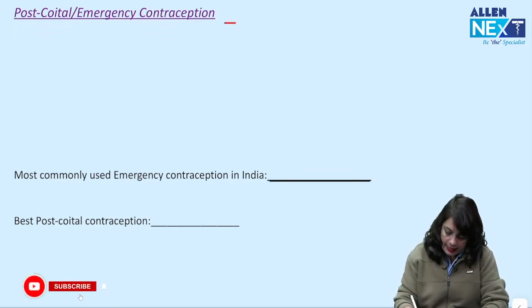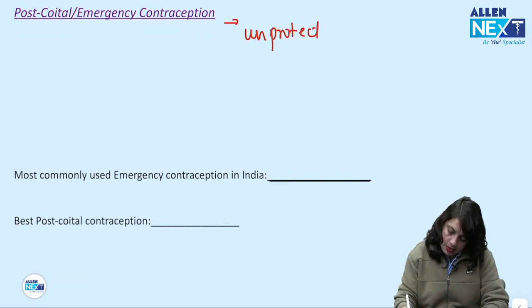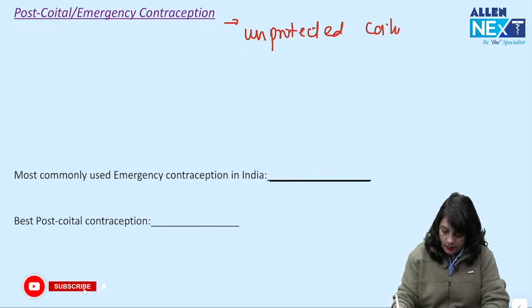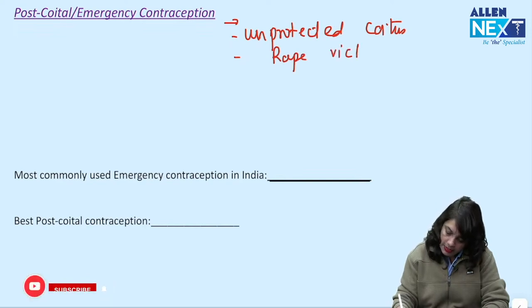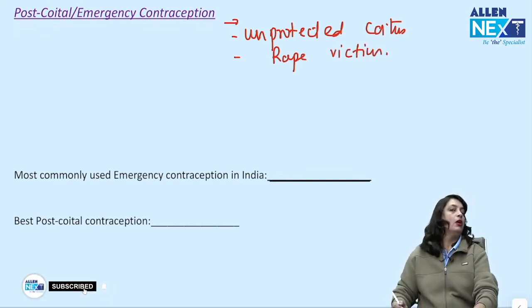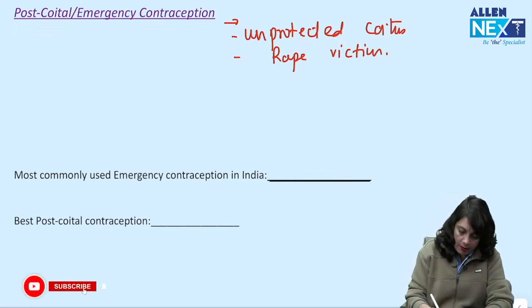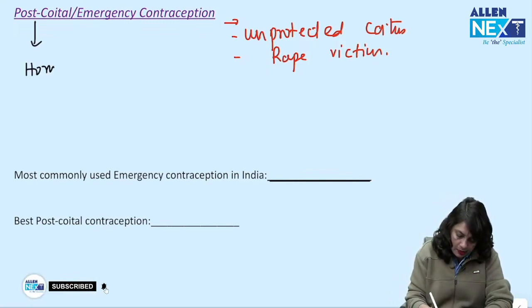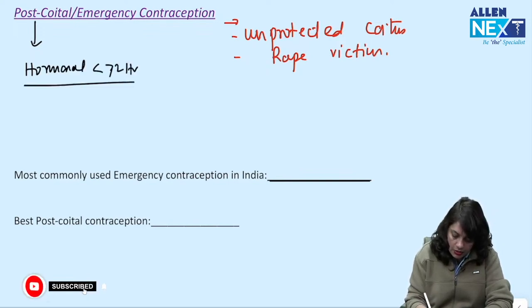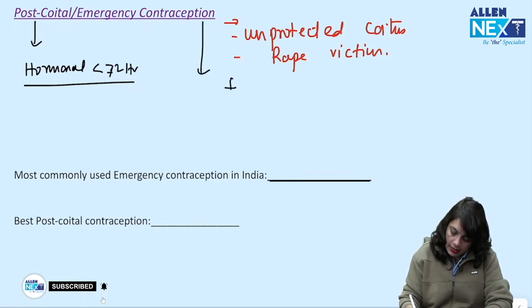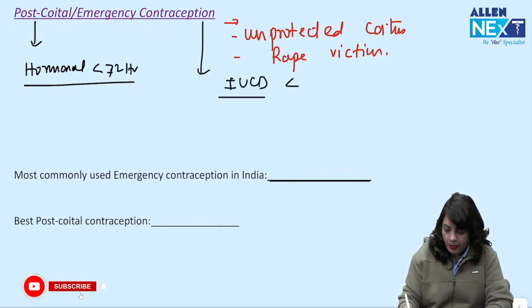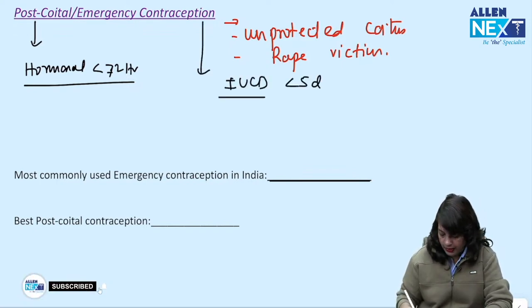Who are the likely candidates? Those who have unprotected coitus, those who are rape victims. So post-coital और emergency contraception देते हैं. Post-coital और emergency contraception दो type का है. There is hormonal, to be given within 72 hours of unprotected coitus, or it is IUCD, to be given within 5 days of unprotected coitus.